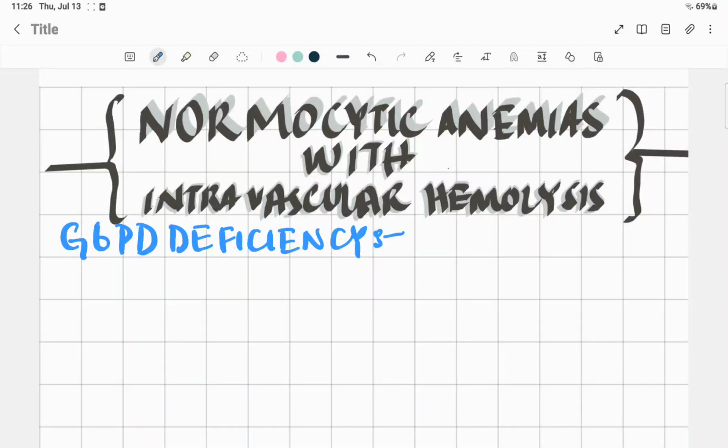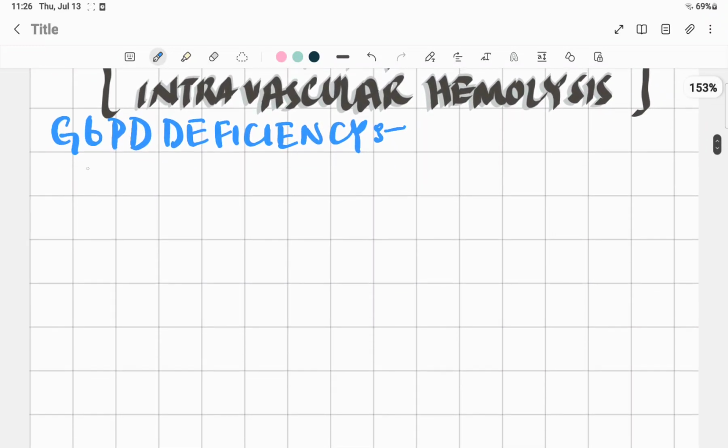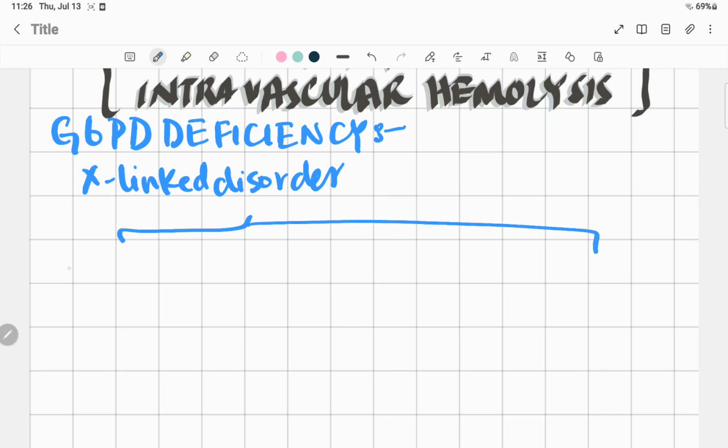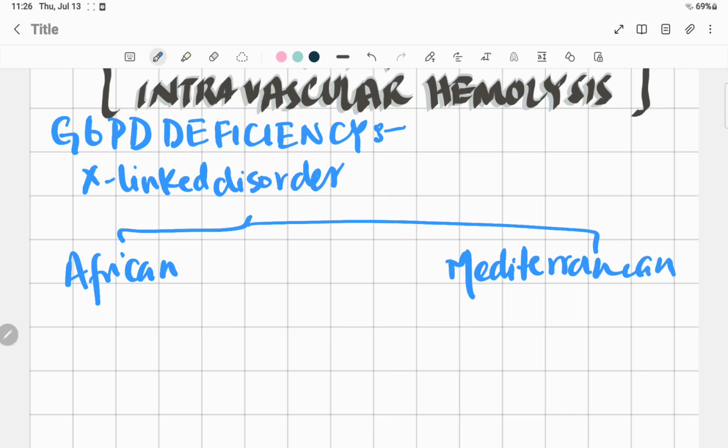Let's talk about normocytic anemias with intravascular hemolysis, which is predominant. The first example is G6PD deficiency. Now, G6PD deficiency is an X-linked disorder. It has two variants: one is the African variant, and the other is the Mediterranean variant. The African variant is mild, while the Mediterranean variant is severe.